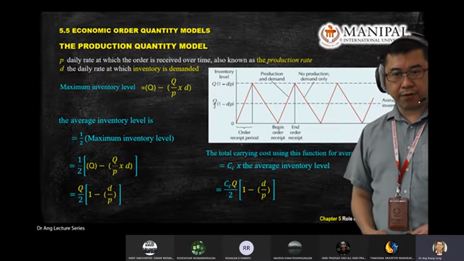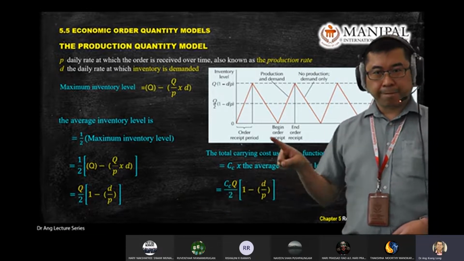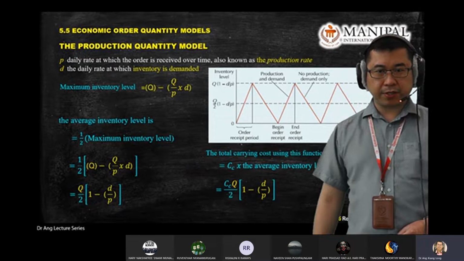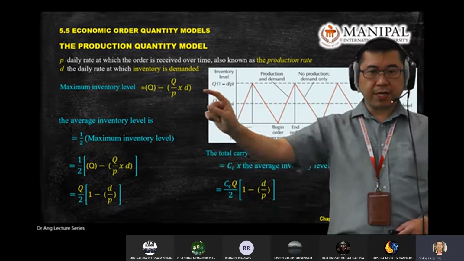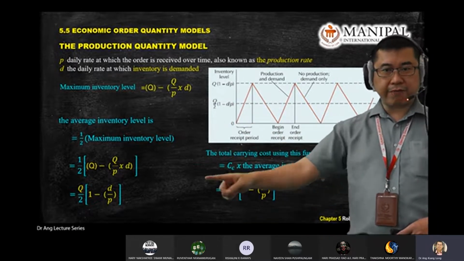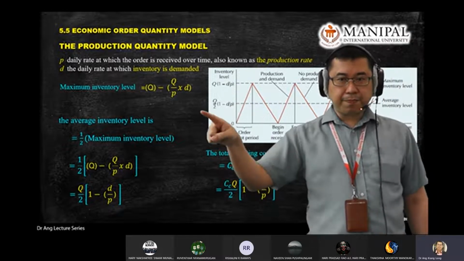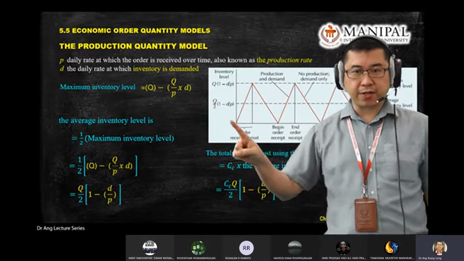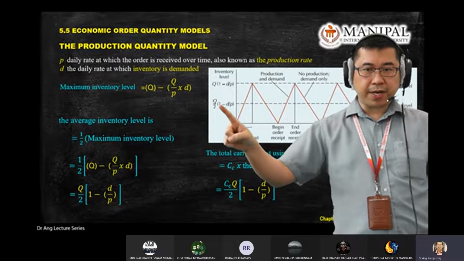Okay, I'll give you another 20 seconds to copy the equation. Total carrying cost equals CC multiplied by the average inventory level. The maximum inventory level you can see from the graph on your handouts. Average also there. So what is the purpose of having this line? The average one is to calculate the total carrying cost, by multiplying the carrying cost by the inventory.